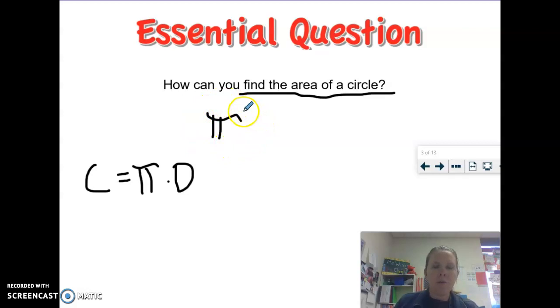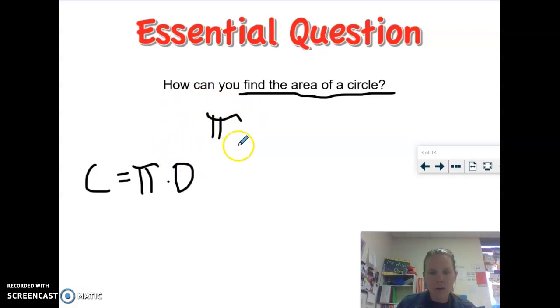Well, Miss Wank, why are you continuing to talk about pi when we're talking about area of a circle? Think again, because I told you pi always happens with circles. So if I'm going to find the area of my circle, more than likely my formula for the area of the circle is also going to have this pi symbol within it.